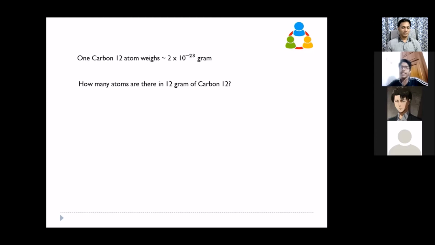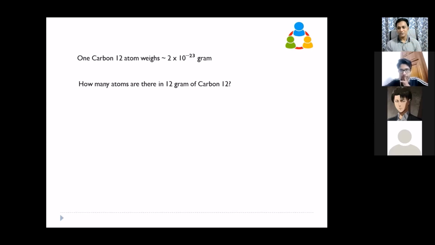Yes, that way you can know how many atoms will come in 12 gram. So you can just divide. You are right. In 12 gram, how many 2 into 10 raised to minus 23s are there? That is the concept in maths.